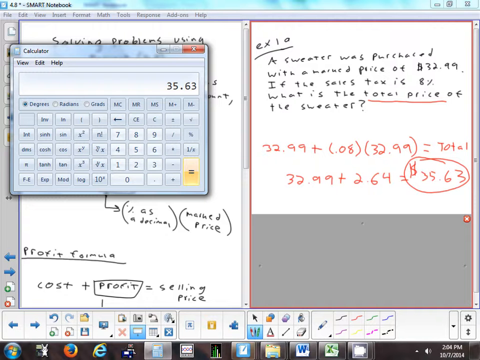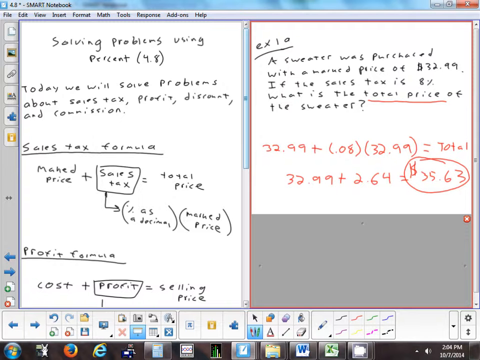Any question on that? So just fill in each thing one step at a time. Marked price, percent as a decimal, times marked price. Do your arithmetic, and that's your total. Okay.